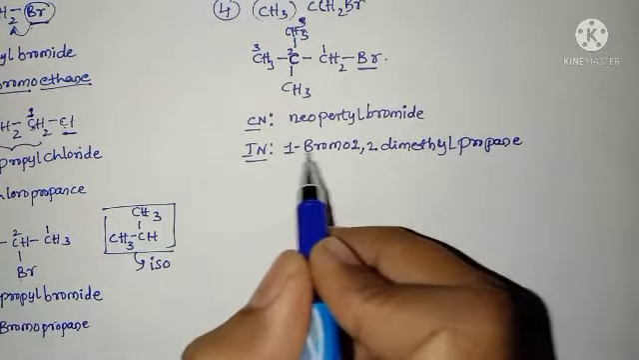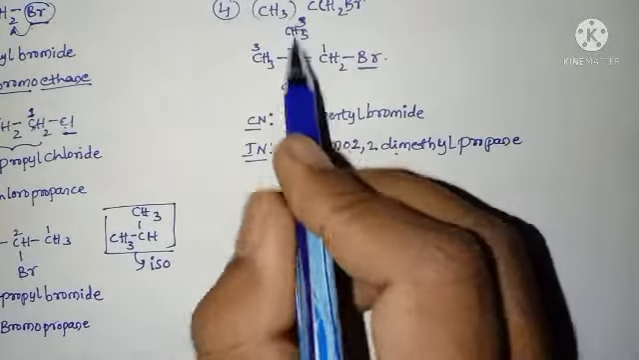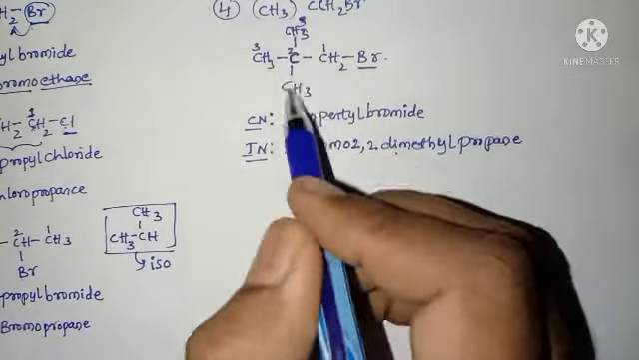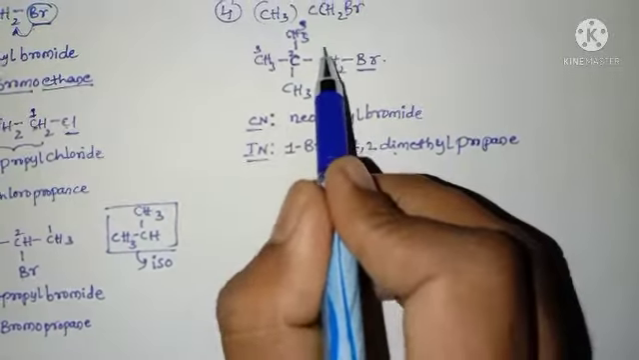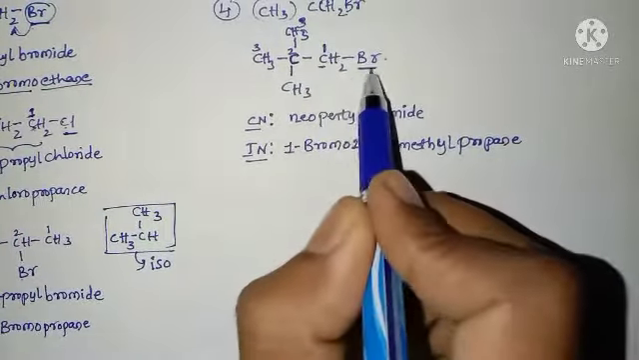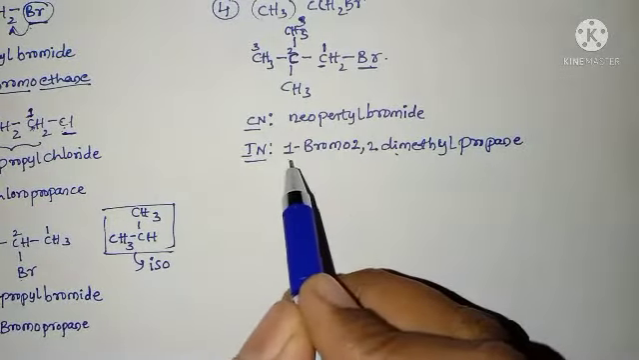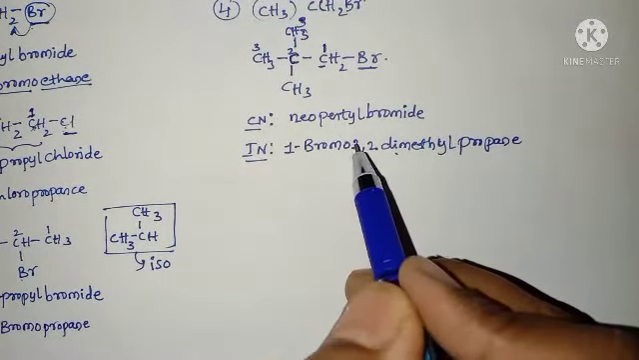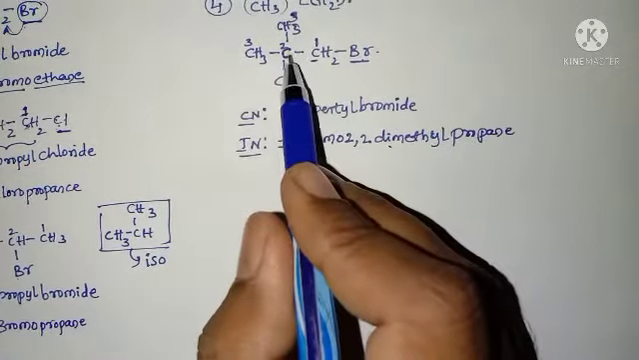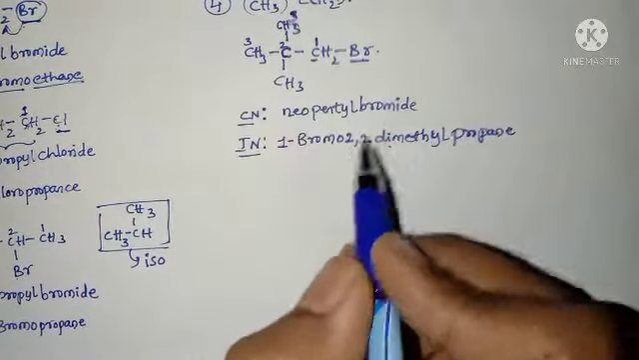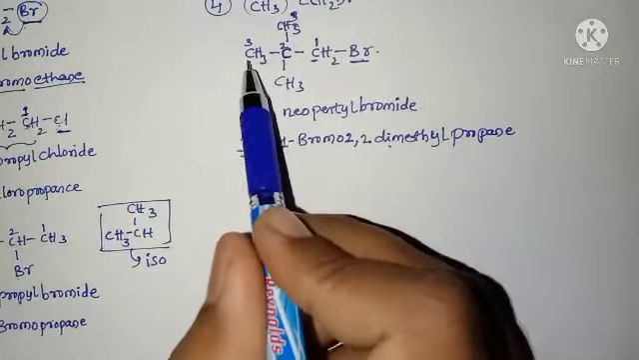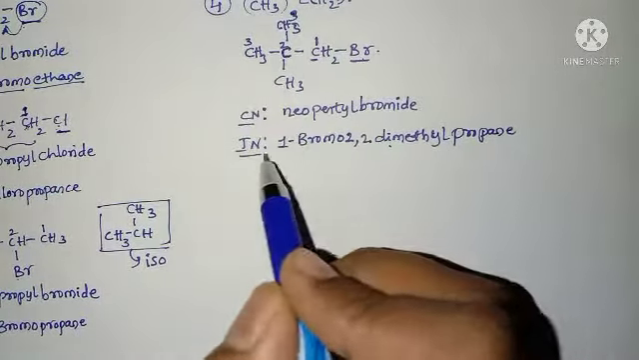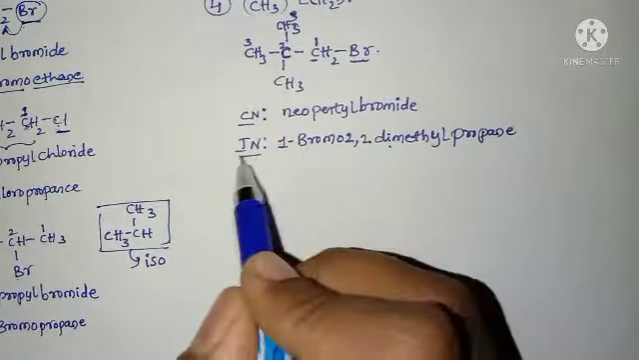So the longest chain is here. If you take this longest chain also, the IUPAC naming will be okay. I have started numbering here 1, 2 and 3. For the first carbon atom the bromine atom is attached, so the IUPAC name is 1-bromo. Then for the second carbon, 2 methyl groups are attached, so I have taken 2,2-dimethyl, and the corresponding alkane is propane. So the IUPAC name is 1-bromo-2,2-dimethylpropane.